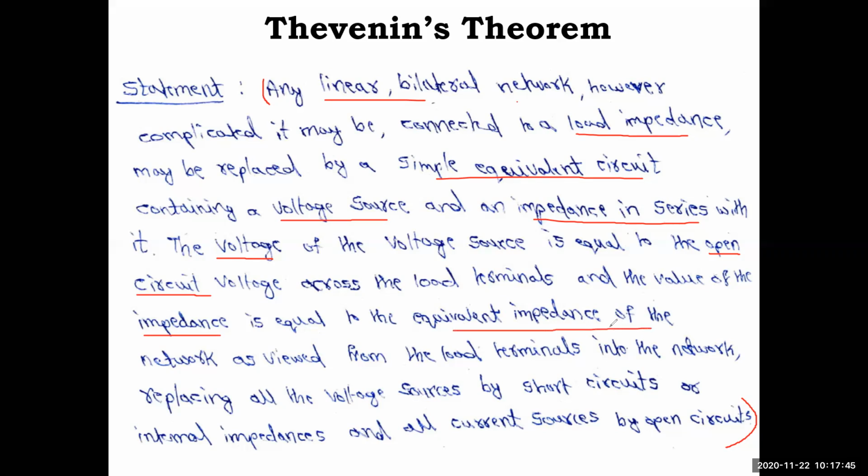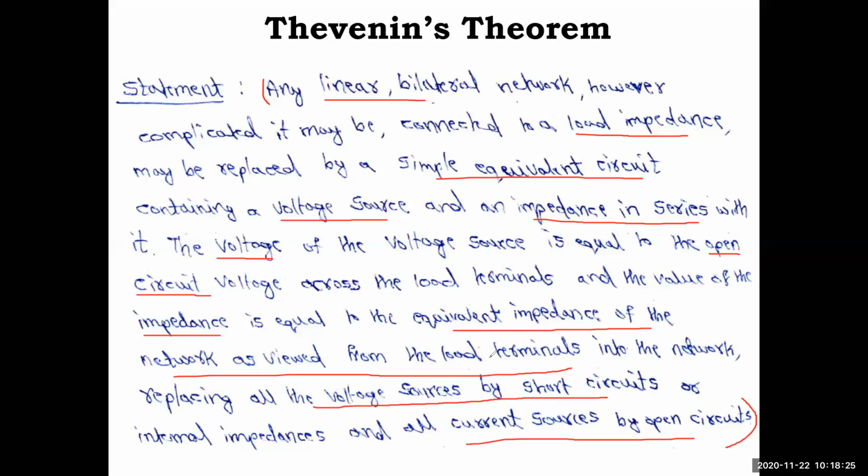the equivalent impedance of the network as viewed from the load terminals into the network, replacing all the voltage sources by short circuits, keeping their internal impedances, and current sources by open circuits. This completely means deactivating the sources. If it is a voltage source or current source, we will deactivate it. So when you deactivate it, you will have a completely resistive element, or it may be an RLC element, with no sources. Then you can easily, using series, parallel, or star delta transformation, find the equivalent impedance.